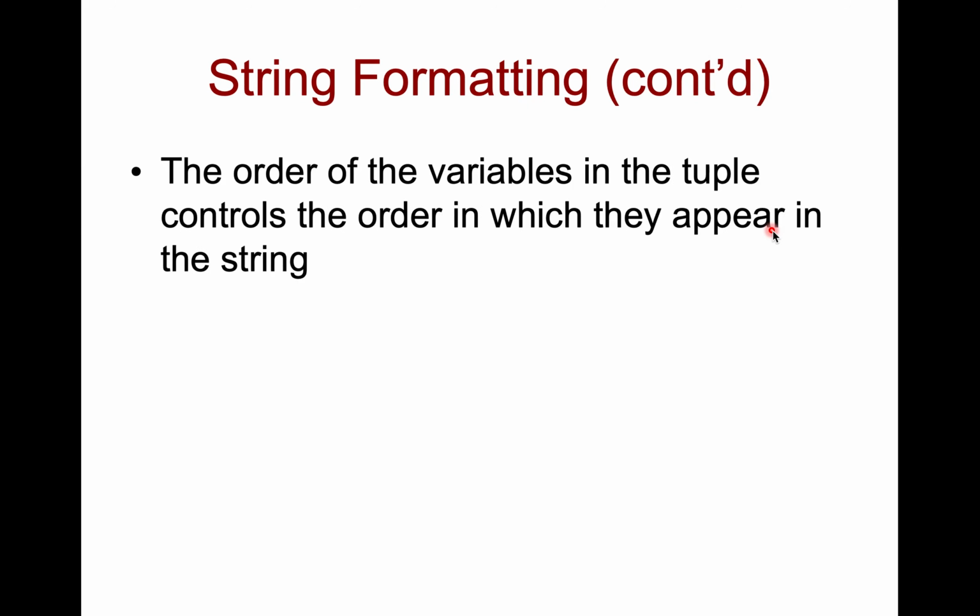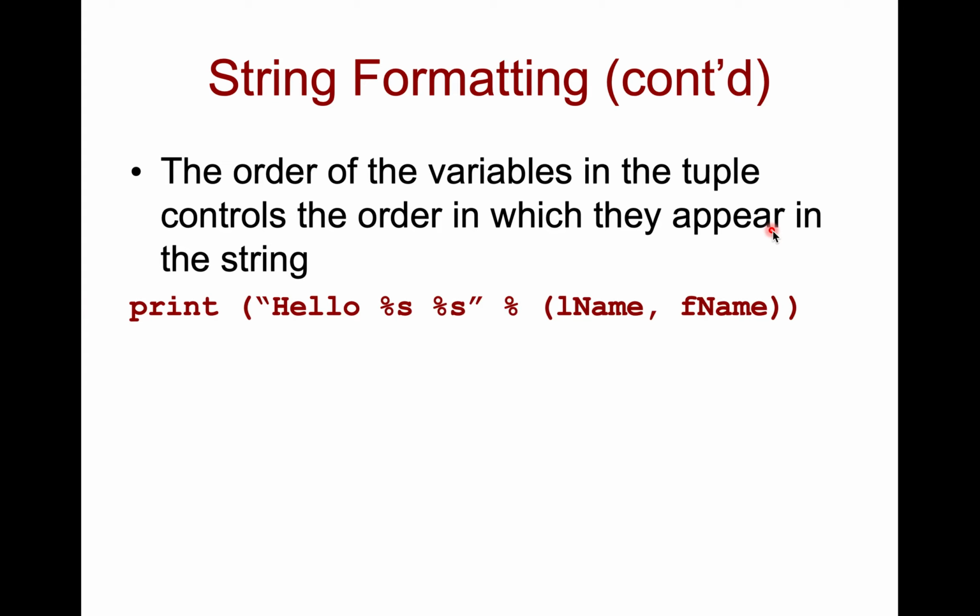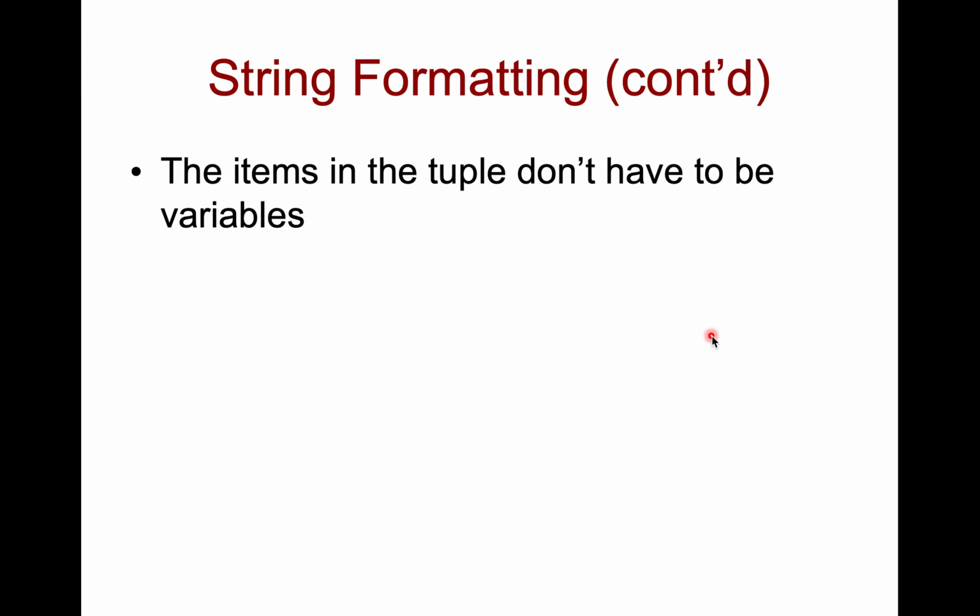The order of the variables that are in the tuple controls the order in which they appear in the string. So here I have switched the order of the variables. So now lname is first and fname is second, and Python prints out Bilson and then Billy. Python doesn't know that Bilson's meant to be a last name, neither does it know that Billy is meant to be a first name. Okay, it doesn't know that fname means first name. It's just a sequence of characters to Python that represents a variable, and it'll print them out in whatever order you desire.